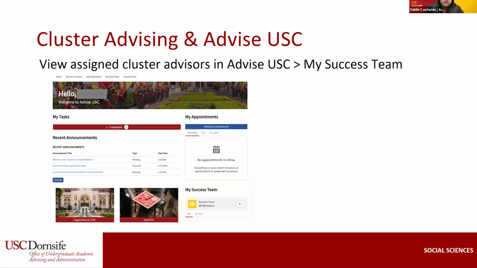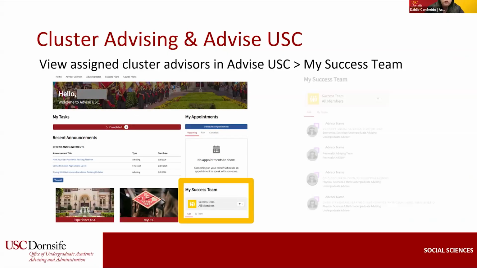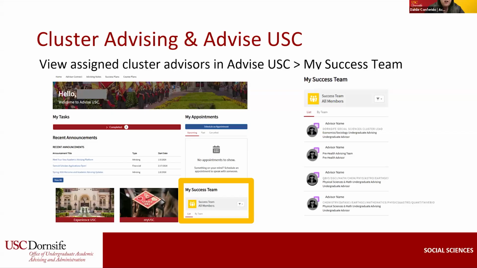After completion of your first year, you'll be able to see who your cluster advisors are by visiting Advise USC and scrolling down to your My Success Team list. Remember that you may have a variety of advisors if you have multiple programs, but descriptions will be on display for each success team member. Just read those descriptions to find your cluster advisor.